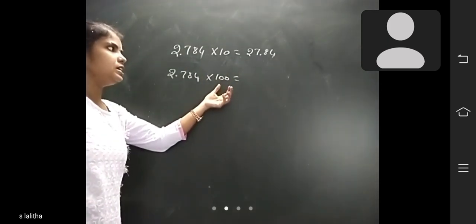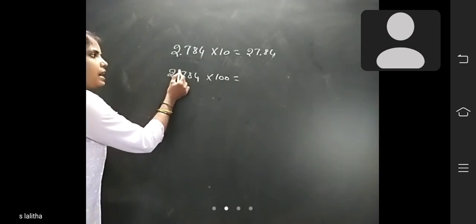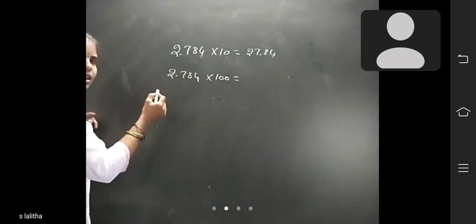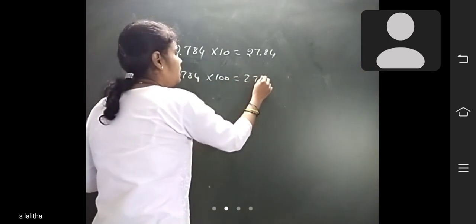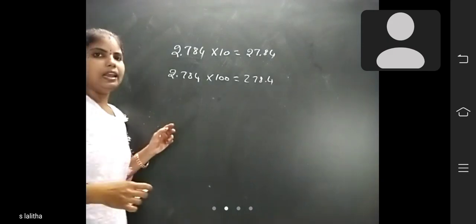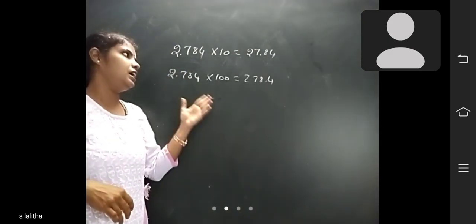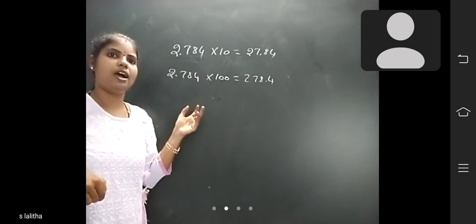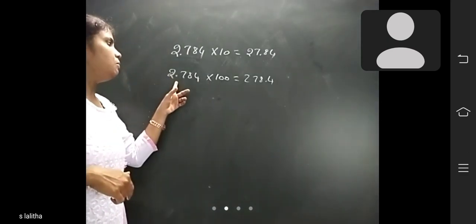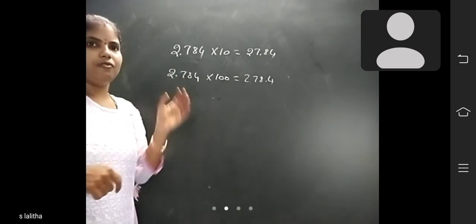Like that, 2.784 into 100. Here how many zeros in 100? Two zeros. So the decimal point moves to the right side by two digits. So the decimal point comes to here. That means 278.4. Like that you can take any power of 10, like 10, 100, 1000. You have to count how many zeros there are, and the decimal point moves to the right side by that many digits. Okay. This is the first method.